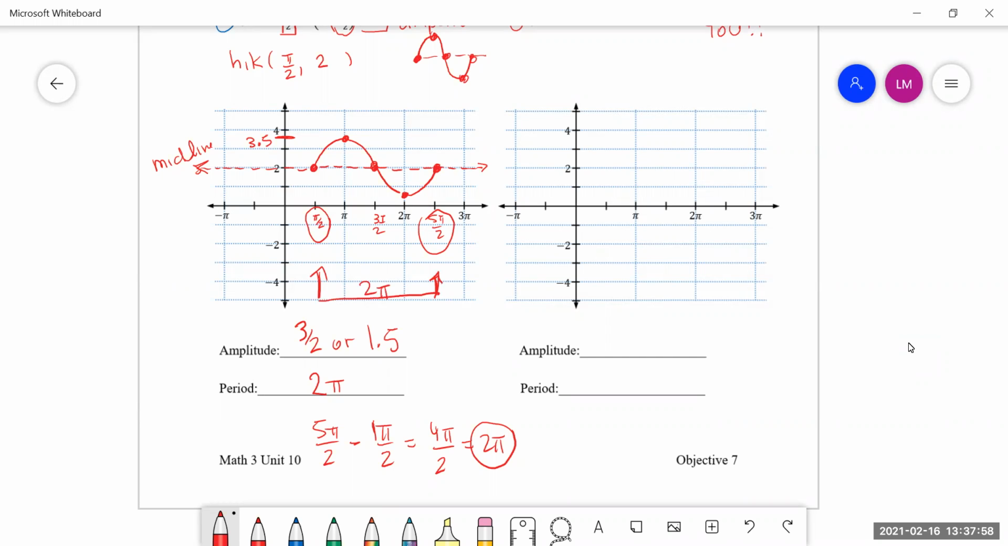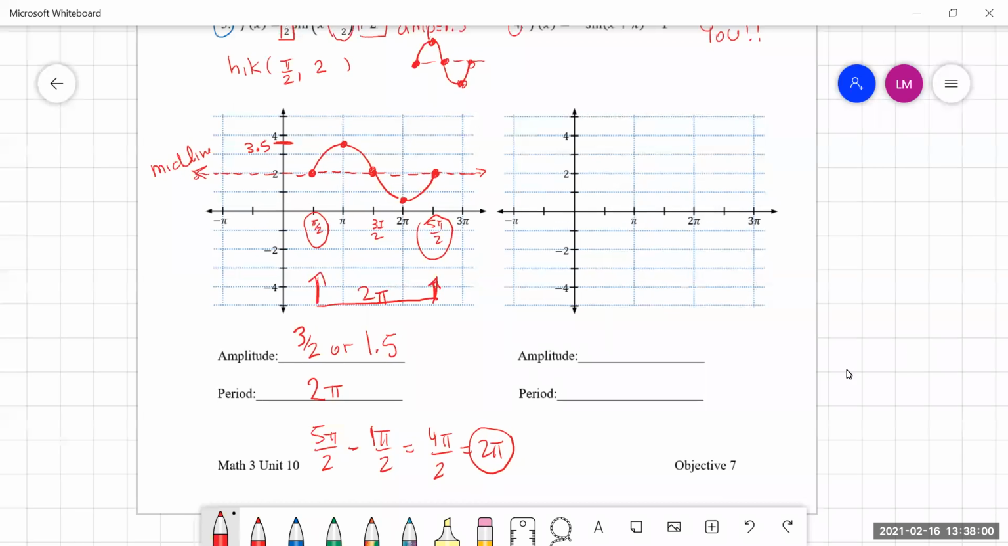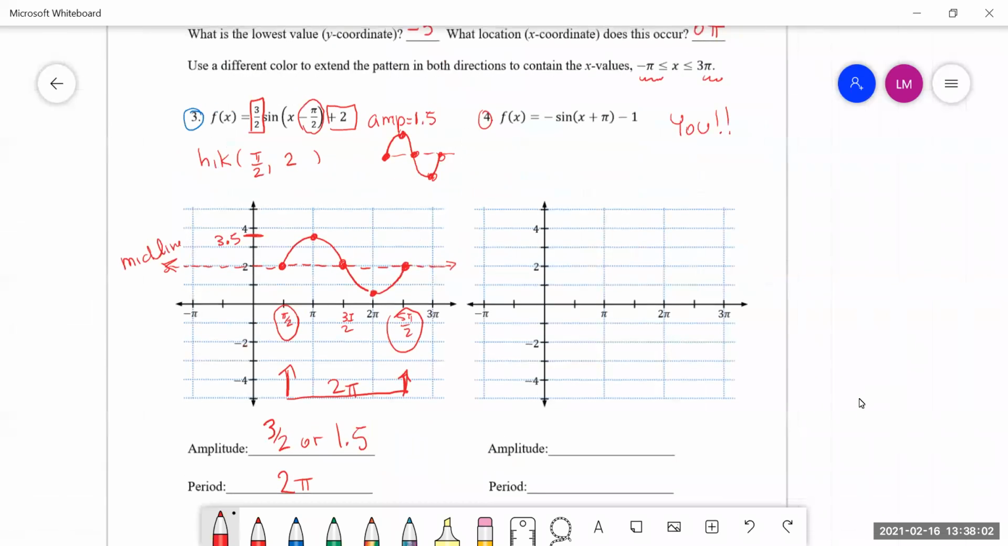So I would love for you to try number 4. And then we're going to go over in class all the details. I'll ask you for the amplitude, I'll ask you for the period, I'll ask you for the highest value, I'll ask you for the lowest value, at what location you hit the highest value, and so forth.